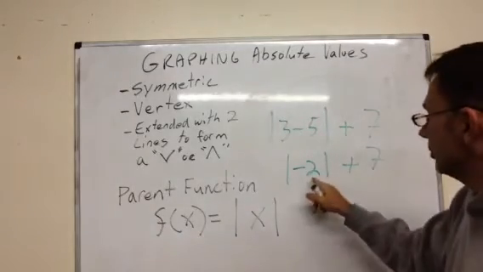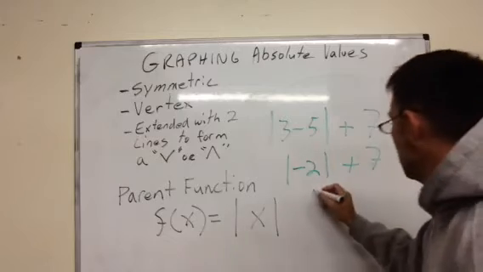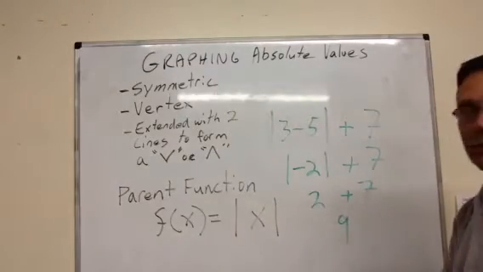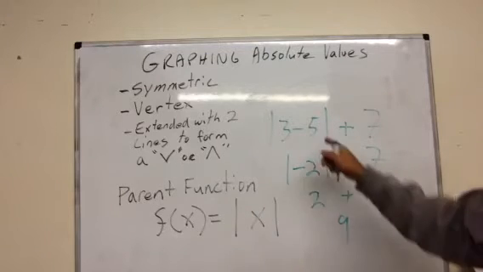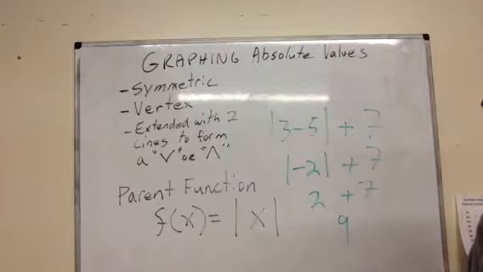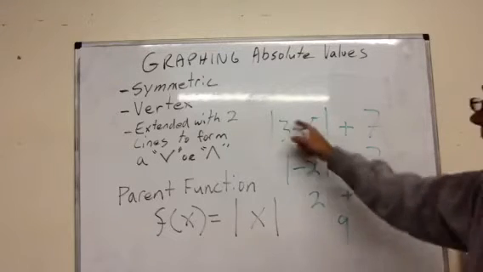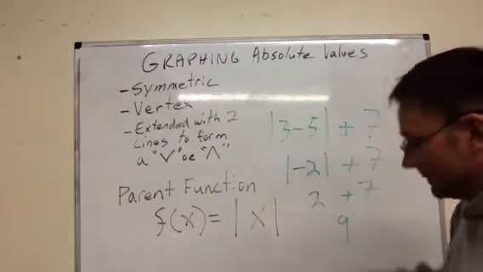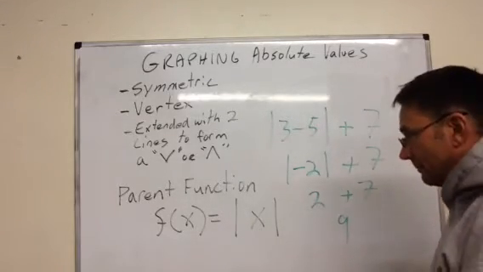Now what's the absolute value of negative 2? It is positive 2, plus 7. So our answer is 9. We end up taking this number, adding 7 to make this 9. What comes out of an absolute value will never be negative. So keep that in mind when we start looking at these.